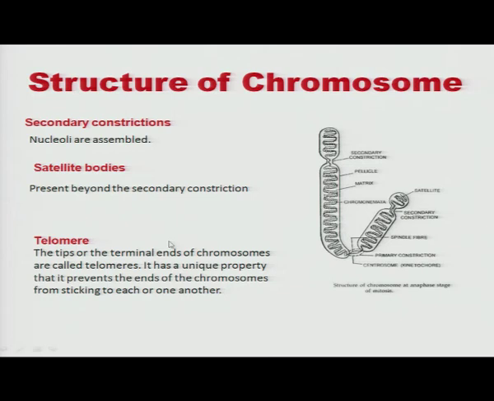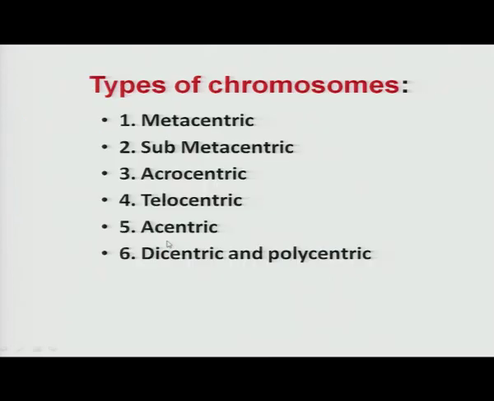Let us move towards the types of the chromosome. There are mainly 6 types of chromosome depending on the position of centromere, that is primary constriction, which joins the arms of the chromosome, and these types are metacentric, submetacentric, acrocentric, telocentric, acentric, and dicentric and polycentric.